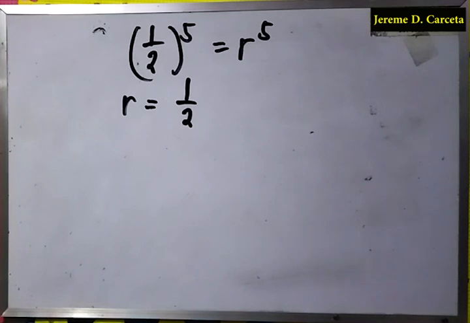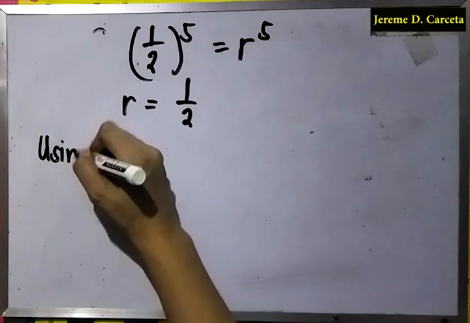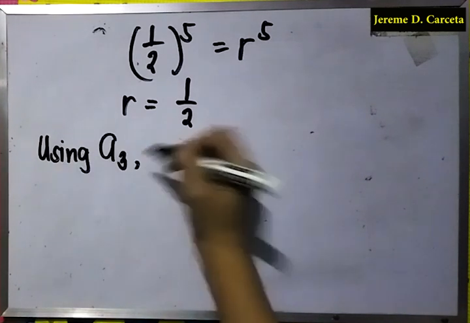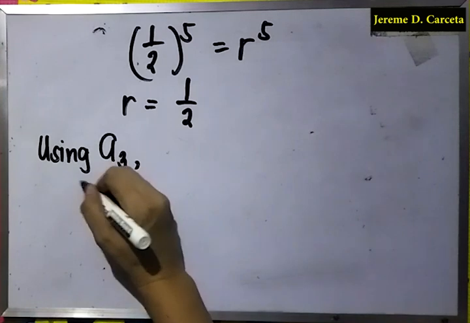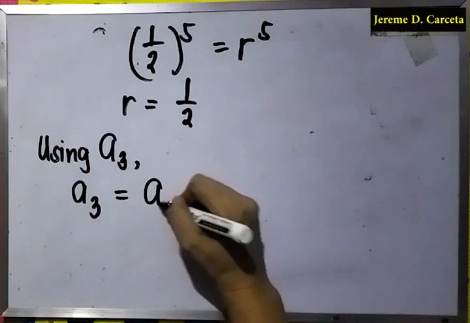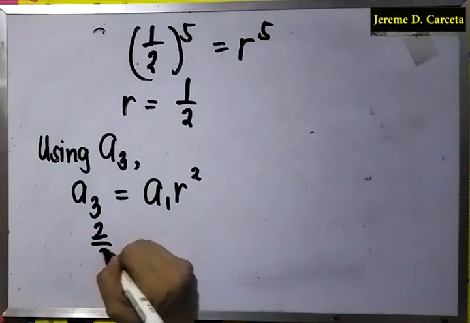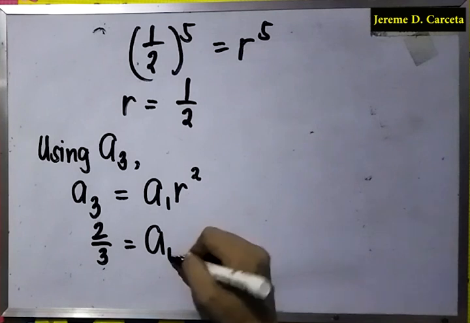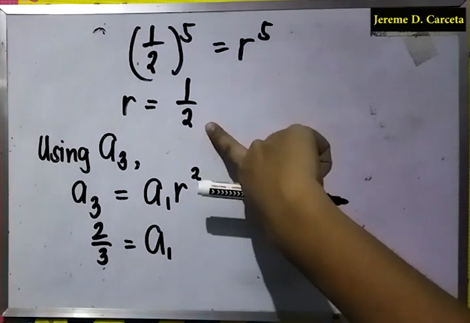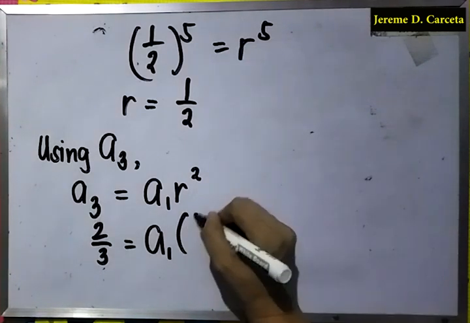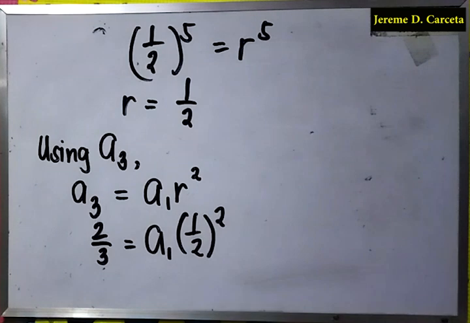We have to find now the value of a sub 1. So using a sub 3, again, our a sub 3 is equal to a sub 1 times r squared. We have a value of a sub 3 a while ago, that is 2/3, is equal to a sub 1 times the obtained value of r, which is 1 half. Let us substitute, squared. And then we simply simplify.